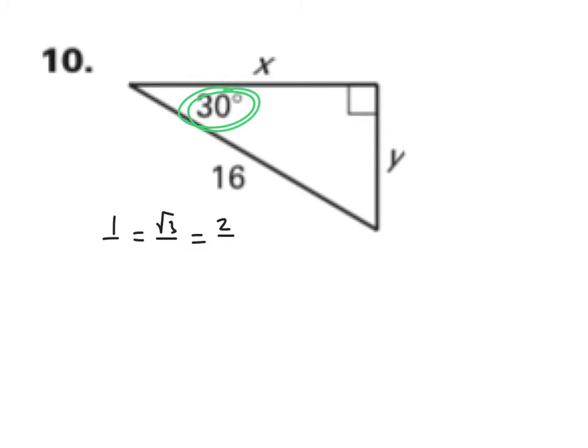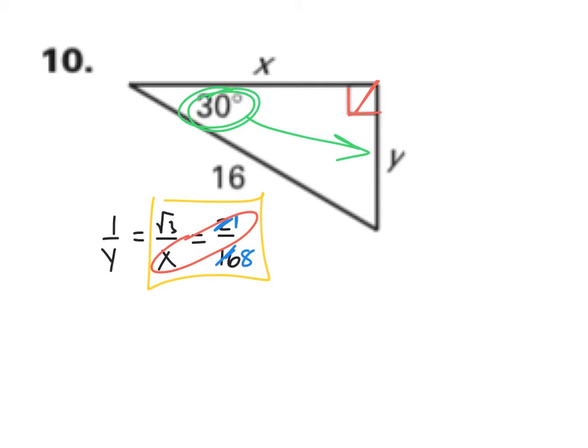Opposite the 30-degree angle is my short side, which is y. The right angle points to my hypotenuse, which is 16, and so x goes in the middle. Always reduce down your fractions when you can. And so now I'm going to go ahead and solve for x first, cross multiplying. X times 1 equals 8 times the square root of 3.